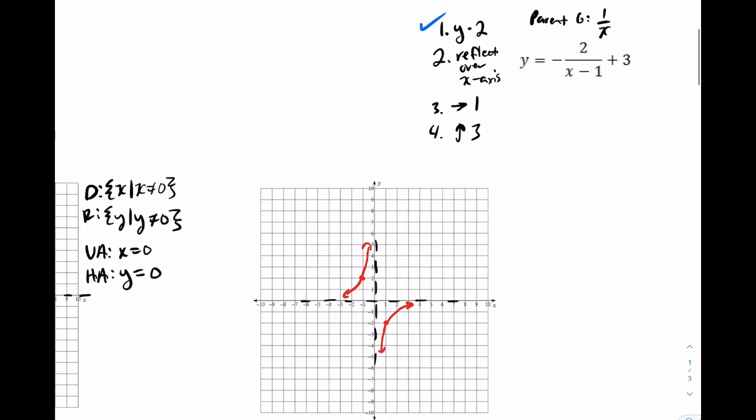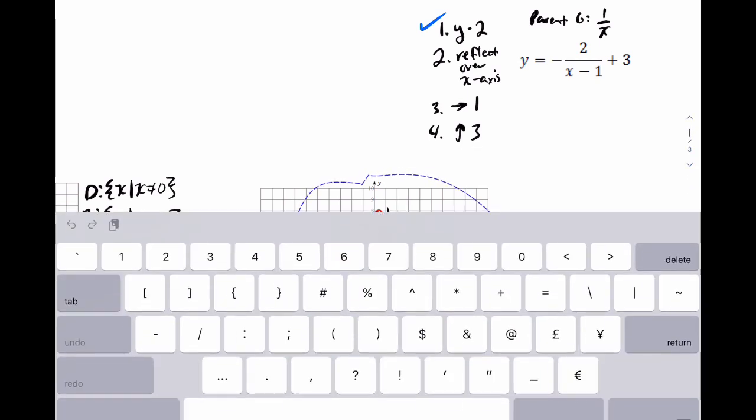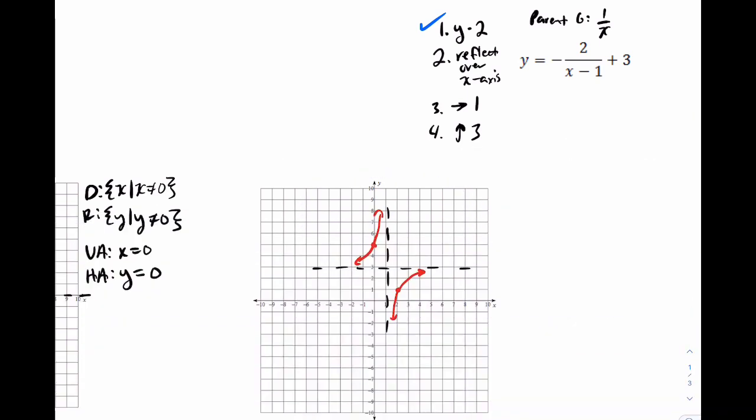And now we're going to move it right 1, up 3. So let's grab it, carefully move it right 1, up 3. Right 1, 1, 2, 3. And there's our graph. Pretty cool. Let's label the new points. 0, 5, 2, 1. And I can see I have my VA at x equals 1, my HA at y equals 3. And there's a complete graph.